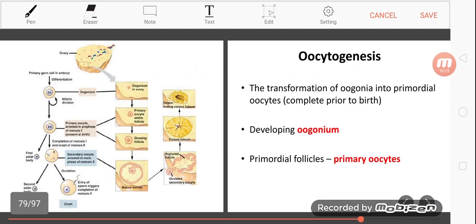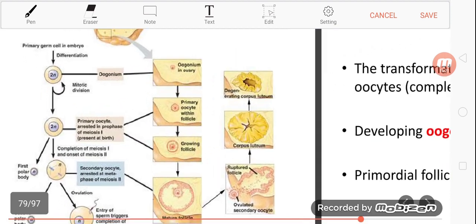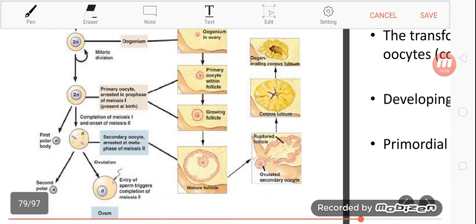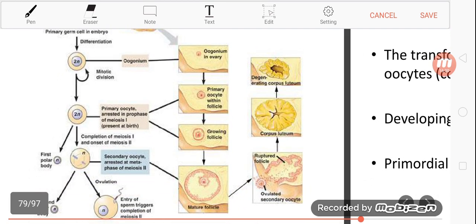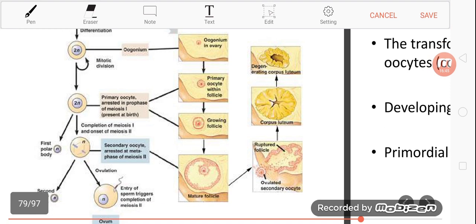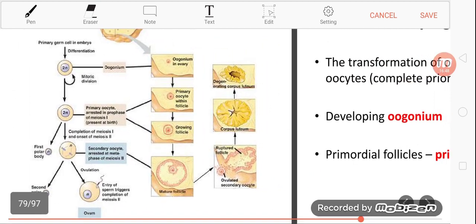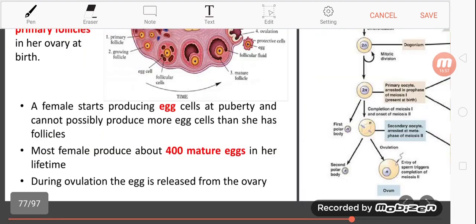This slide over here is the same, sorry, not oogenesis, follicle development also. This is how it looks. Oogonium in the primordial follicles, and then primary oocyte in follicles again. Primordial follicle develops into primary follicle, secondary, tertiary, and then mature follicles. Eventually ovulation happens. You can see that now the oocyte is in the secondary stage, in metaphase 2.